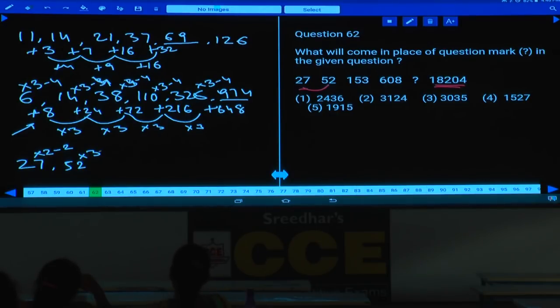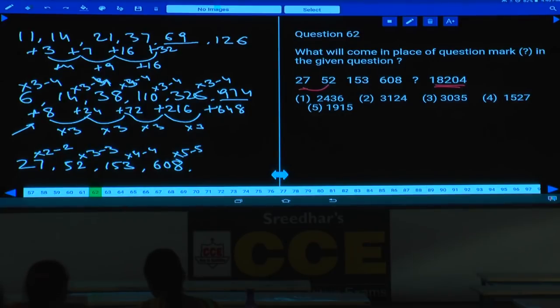156. Minus 3 is 153, and 153 into 4. How much is 153 into 4? 612. Minus 4 is 608, and 608 into 5 minus 5. What is 608 into 5? 3040 minus 5 is 3035, and the next number is into 6 minus 6. That is choice 3. Question number 62, choice 3.